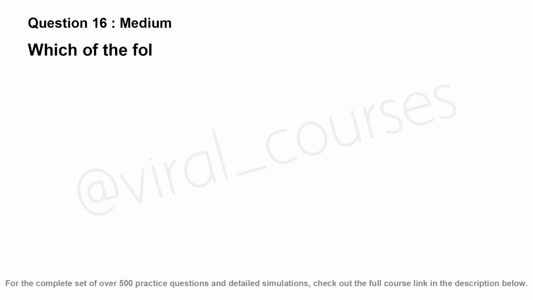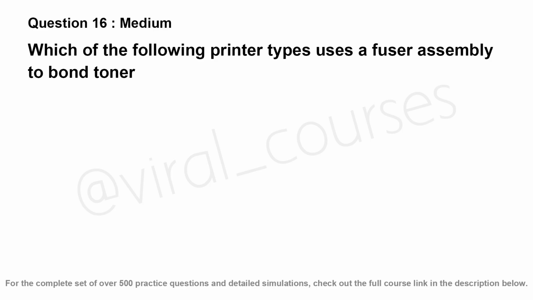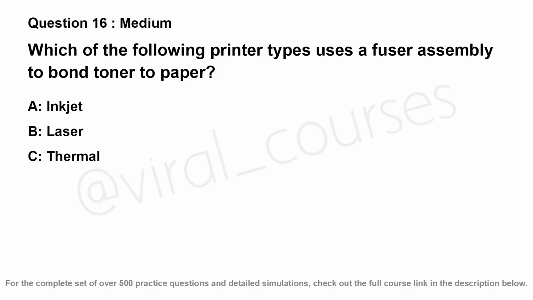Which of the following printer types uses a fuser assembly to bond toner to paper? Option A. Inkjet. Option B. Laser. Option C. Thermal. Option D. Impact.